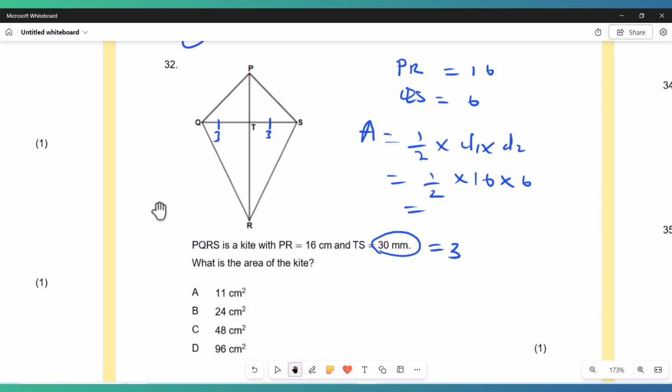That's 48, so the answer is 48 here. So the answer here becomes what? Becomes C. That is 48 degrees. Area for the kite is a half D1 times D2.